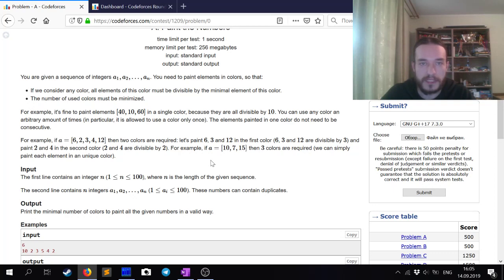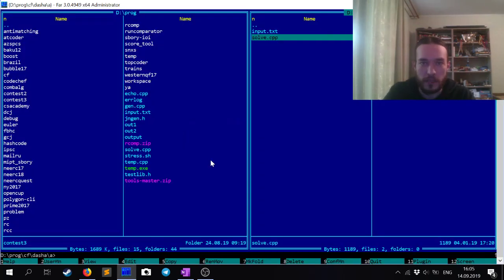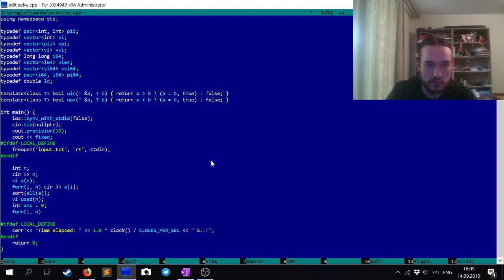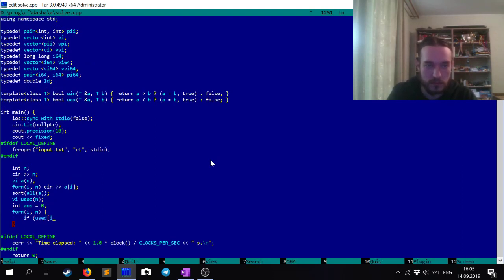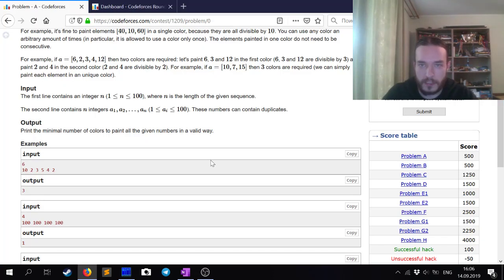So we need to paint the numbers. Okay. We need to output the smallest amount of numbers, so that should be easy, because we can paint numbers greedily. And there we go. That's all it takes, right?